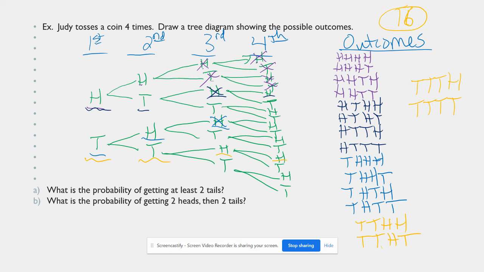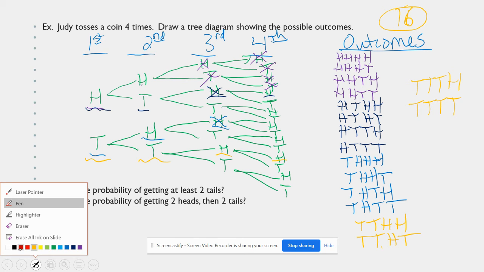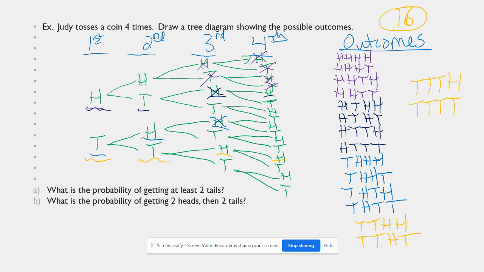So what is the probability of getting at least 2 tails? Well, let's see. Only one tail. Oh, here's one set. 2, 3, 4, 5, 6, 7, 8, 9, 10. So it looks like 10.